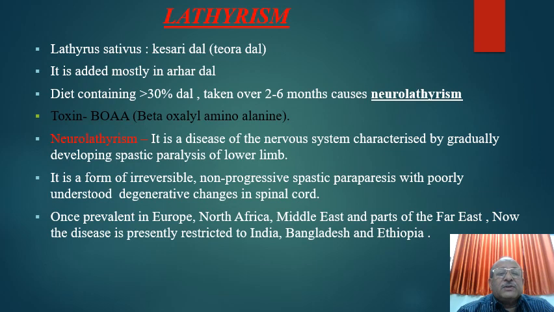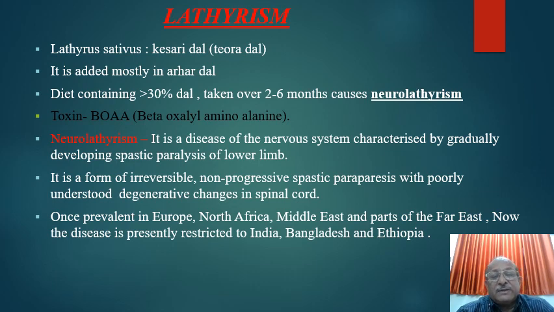Let us now talk about lathyrism. Lathyrism is caused by Lathyrus sativus, called Kesari dal, also Teora dal. It is added mostly to Arhar dal for adulteration purposes. A diet containing more than 30% of this dal taken over 2 to 6 months causes neurolathyrism. The toxic agent is beta-oxalyl aminoalanine, BOAA.